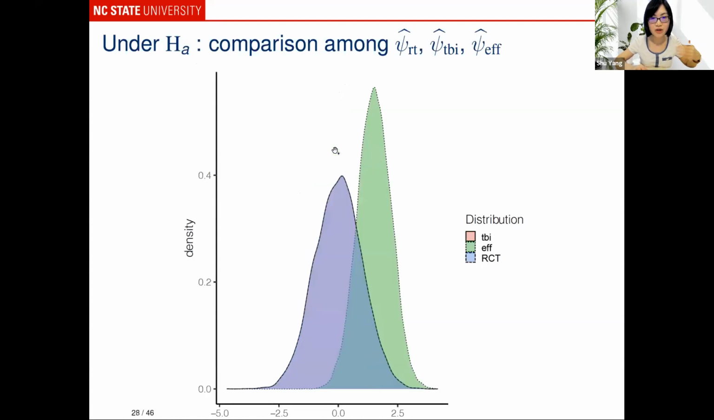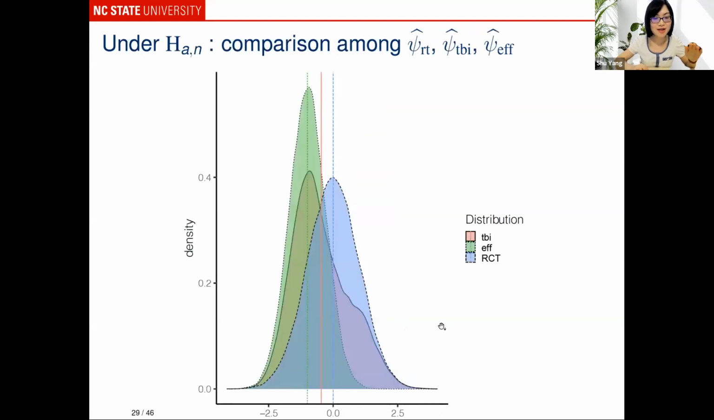But the advantage of the TBI estimator lies in the fixed alternative. In this case, you can see the efficient estimator essentially becomes biased, while the TBI estimator and RCT estimator still remain unbiased. The most interesting case lies in the local alternative. So you can see the RCT estimator is still unbiased. The efficient estimator becomes biased, while the TBI estimator is actually in between. It reduces bias. I haven't talked about a key tuning parameter in our TBI estimator.